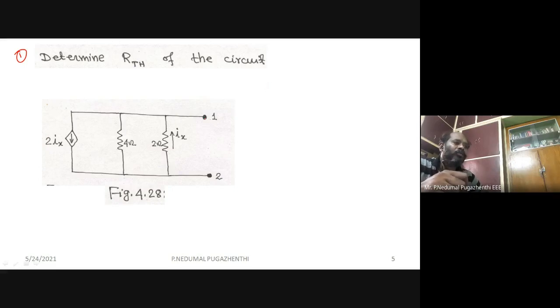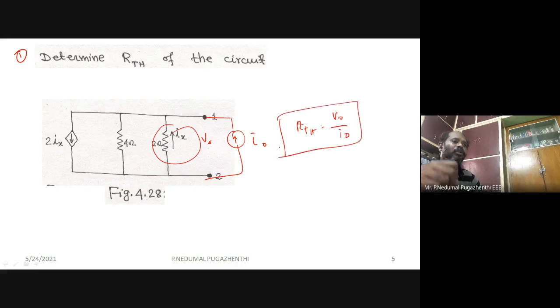So what you have to do? You have to connect either a voltage source or a current source across these terminals. If you connect a current source, then try to find the voltage across this, and then find the ratio between those two, which will provide you your R Thevenin value. So for this particular circuit, how to go for it? Let us go for it actually.